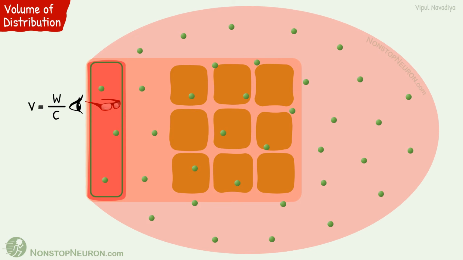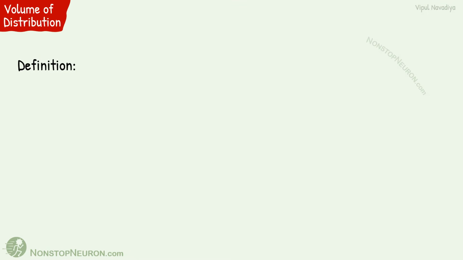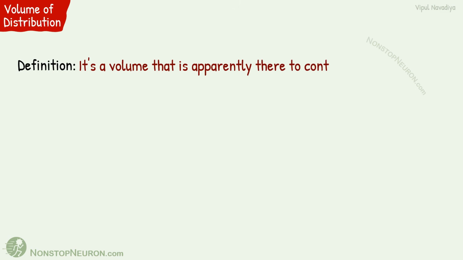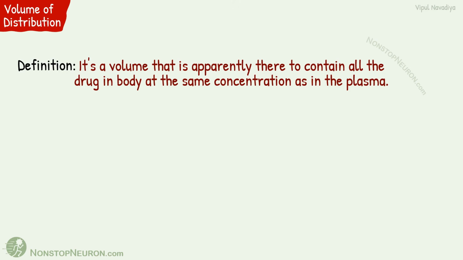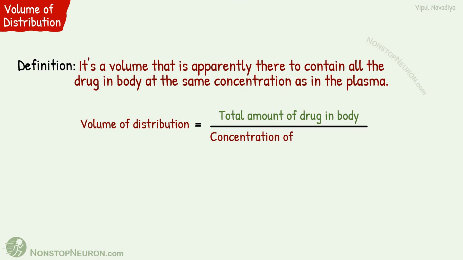So this was all about apparent volume of distribution. As a summary, I will briefly explain the definition of apparent volume of distribution. It is a volume that is apparently there to contain all the drug in the body at the same concentration as in plasma. And the equation, as we have seen, is: apparent volume of distribution is equal to total amount of drug in body divided by concentration of drug in plasma.